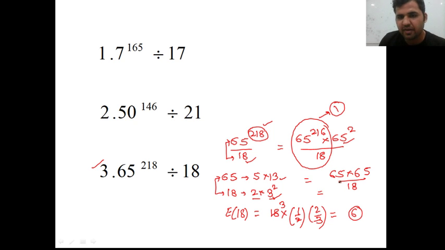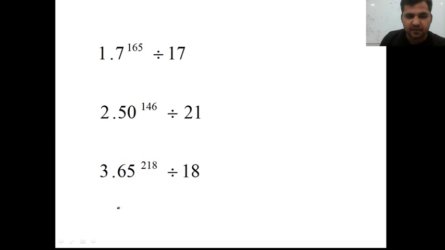Now 65 divided by 18: 18 into 3 is 54, so 65 will give you a remainder of 11. This 65 will also give you a remainder of 11. 11 into 11 is 121. So to answer the question, you are supposed to divide 121 by 18. Now when 121 is divided by 18, what will be the remainder? Please comment. 18 into 6 is 108. So 121 minus 108 would be 13. So in this case, the answer to the third question would be 13.